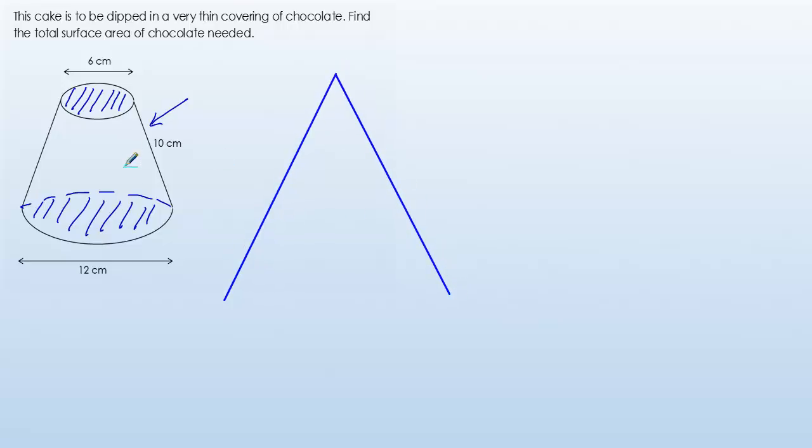Imagine instead of having this frustum or part of a cone, that we had the whole thing. And it's the bottom part that we've actually got. This is 12, this is 6, this is 10. Now, because it goes 12, 6 and then down to 0, I'm going to say that this length here is 10, just from here to here. Now let's look at how that works.